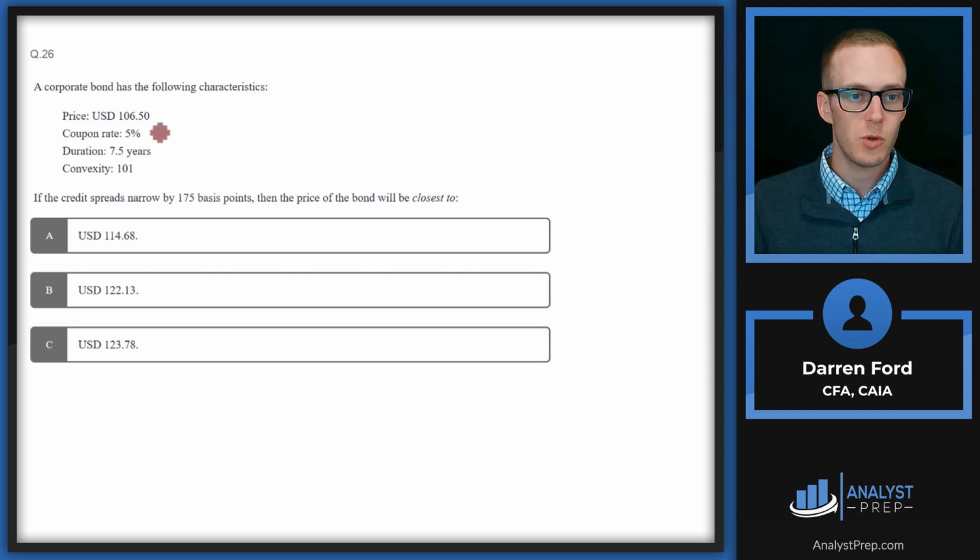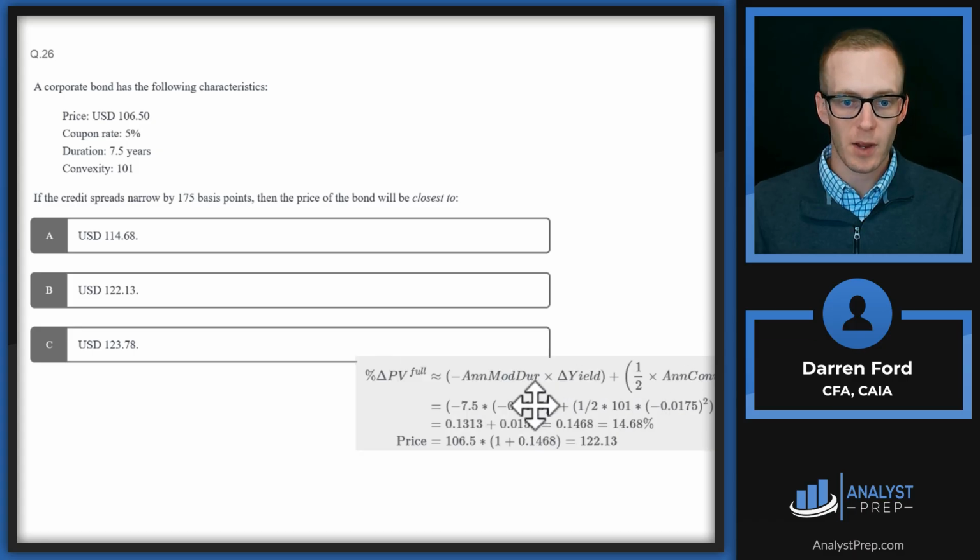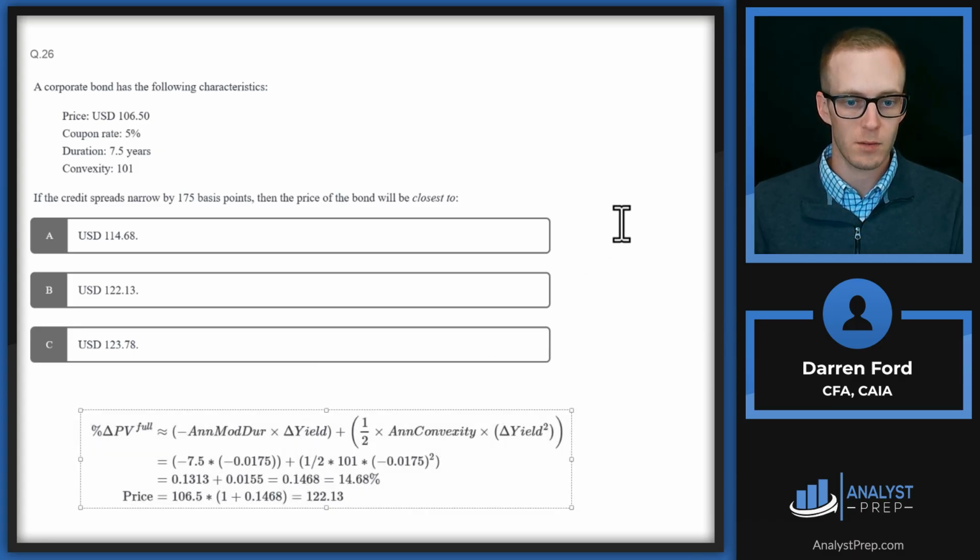A corporate bond has the following characteristics. We have price, coupon, duration, and convexity. If the credit spreads narrow by 175 basis points, then the price of the bond will be closest to. So let's pull in the formula we'll be using to calculate this. It's a relatively long one.